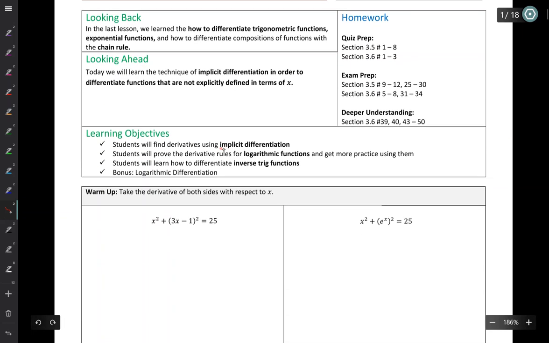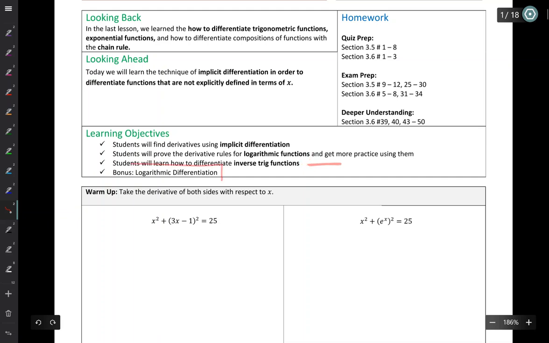In this lesson, we're going to learn this technique. We're going to use it to prove the derivative of our log functions. We're also going to use it to prove the derivative of one of our inverse trig functions. We're going to do inverse cosine, and then I'm going to give you the other inverse trig function rules, the derivatives of those functions. You do not need to memorize those.